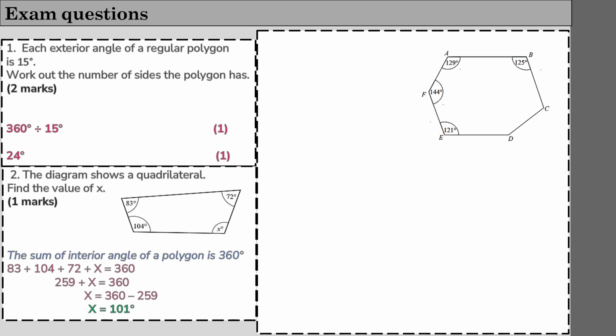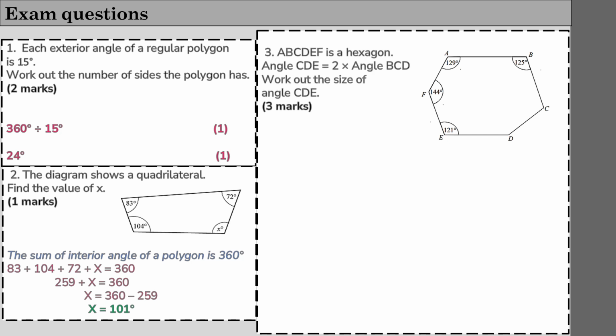Now question number 3, I have been given a hexagon. In this question, two of the angles are not given to me, but it is mentioned that angle CDE, which is angle D, is twice the angle BCD, which is angle C. Now there is a hint, okay? Always remember, the first hint is it's a hexagon. The second hint is that angle CDE is 2 times the angle BCD. So if I say angle C is x, my angle D will be 2x.